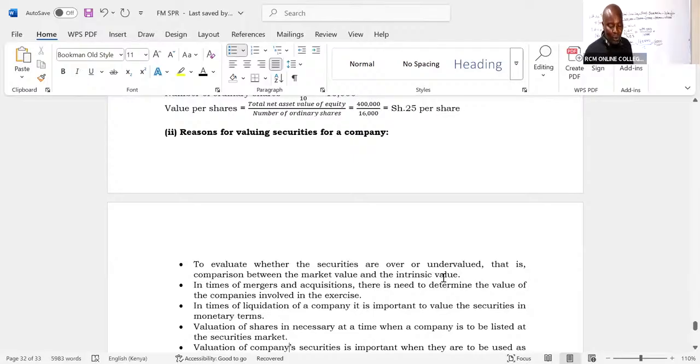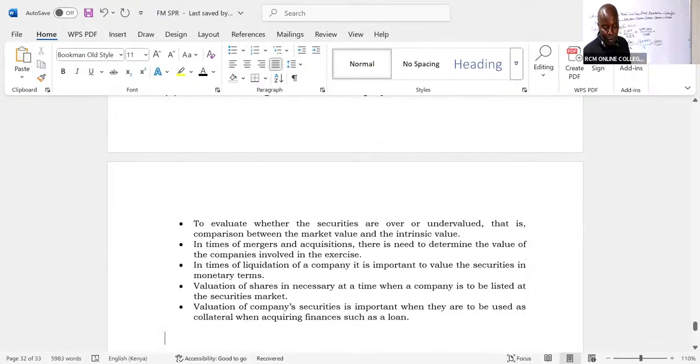In terms of mergers and acquisitions, there is need to determine the value of the companies involved in the exercise. In terms of liquidation of a company, it is important to value the securities in monetary terms when a company is being liquidated, when a company is unable to pay its creditors, and then the judge has lifted his hammer and said, let's sell this company. At that point, it will be important for us to value a company. We also value shares when we want to go public, when we want to have our company listed at the stock exchange. Valuation of companies' securities is important when they are to be used as collateral.